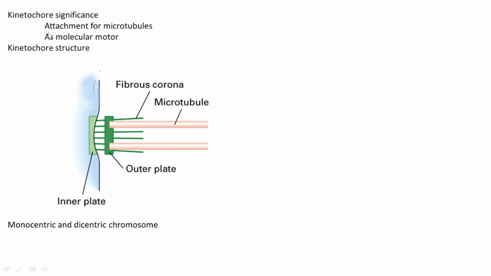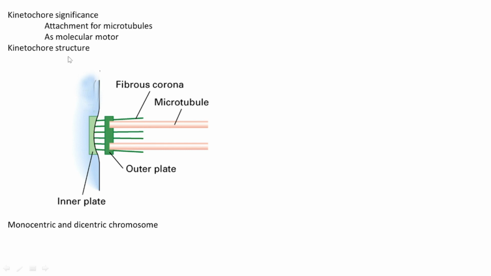That is one significance. And also this kinetochore acts as a molecular motor. Molecular motor means during different stages of mitosis, the chromosome needs to move along with the help of microtubules. For the movement of that chromosome, which is giving energy, which is driving that movement, this kinetochore is helping that movement during the mitosis. So it acts as a molecular motor, helping in chromosome movement.